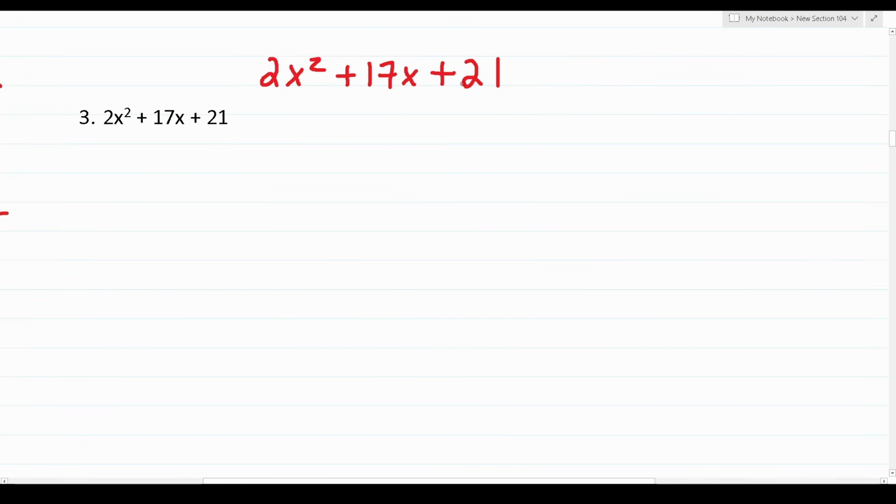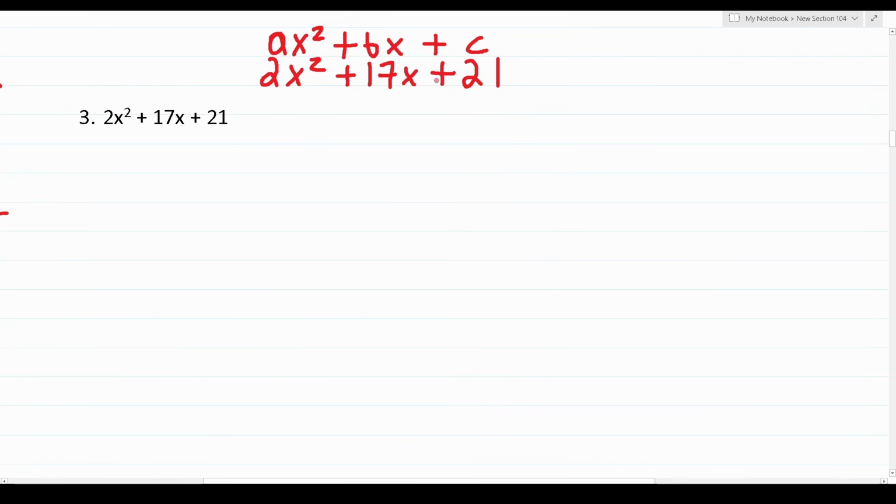All right, so previously we saw quadratic equations that had leading coefficients of 1. In this case, our quadratic equation has a leading coefficient of 2. And because of that, we actually have to use a more advanced factoring technique in order to factor this one. Again, all quadratic equations are going to be of the form ax squared plus bx plus c. So you should see that a is 2, b is 17, and c is 21.